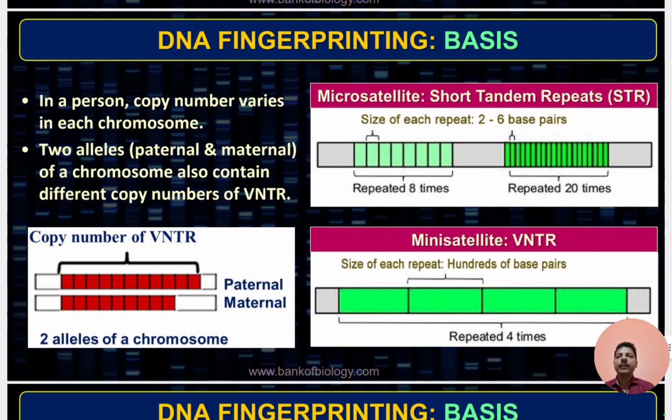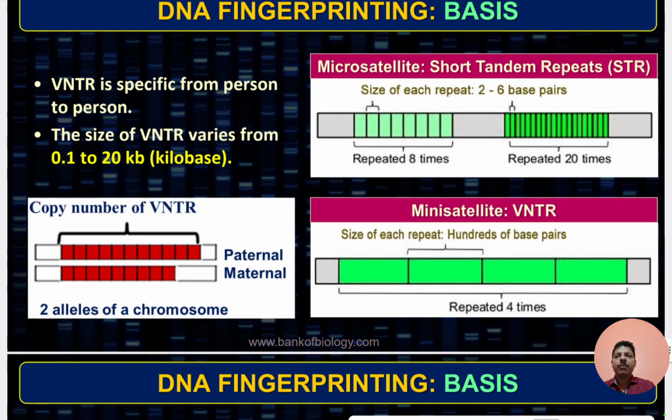In a person, copy number varies in each chromosome. The two alleles, paternal and maternal, of a chromosome contain different copy numbers of the VNTR. As you can see, the two alleles of a chromosome, paternal and maternal, differ. VNTR is specific from person to person. The size of VNTR varies from 0.1 to 20 kilobases.